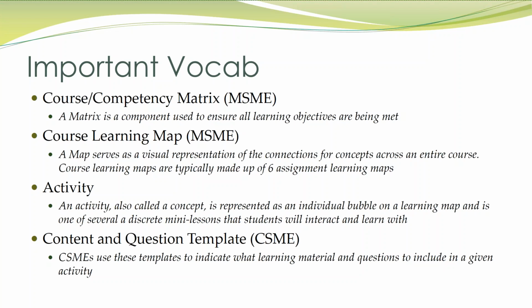And as I had said, the course learning map is a visual representation of the relationship between those granular concepts. We typically have 6 of them in one of our online courses. We have 6 weeks, so typically 1 assignment learning map, or 1 chunk of this course learning map, per week. Each tiny topic also has a name that will become increasingly relevant for our mappers. We call the individual bubbles or pieces of the map an activity.